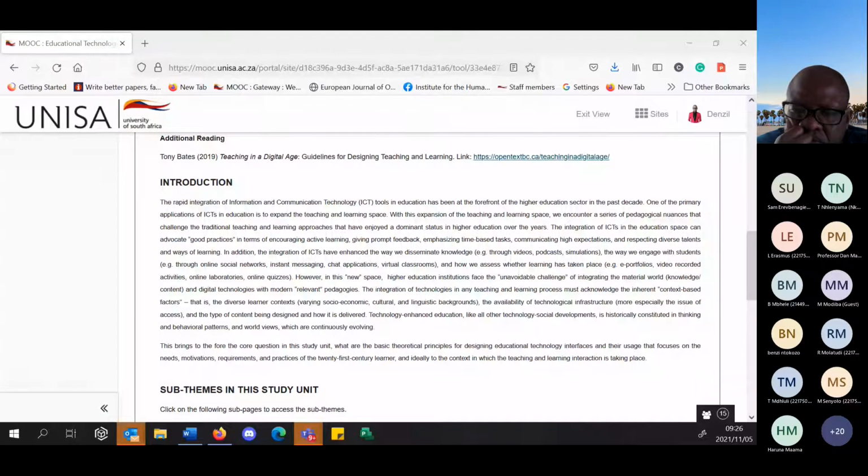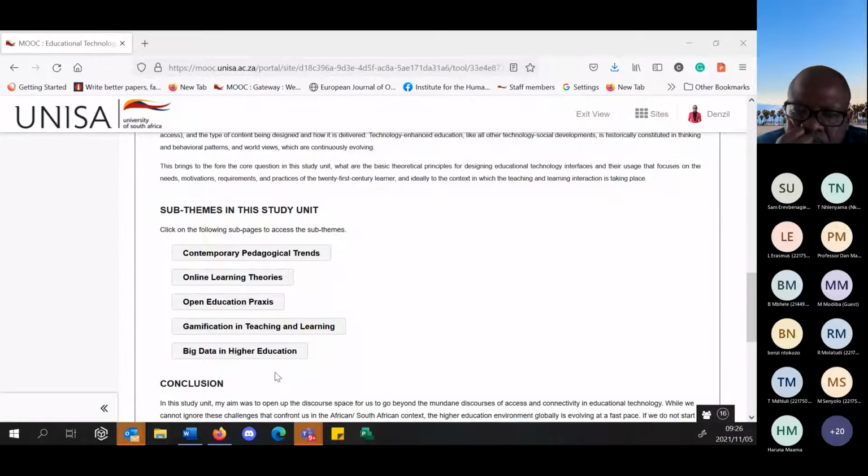So any institution for this matter, right? And the sub-themes that I want to explore as part of this, colleagues, I've chosen five sub-themes, as I mentioned. So the first sub-theme is on contemporary pedagogical trends. The second one is on online learning theories, then open education praxis, then gamification in teaching and learning, and then big data in higher education. So let's look at the first one.